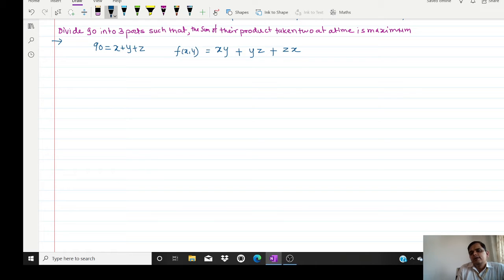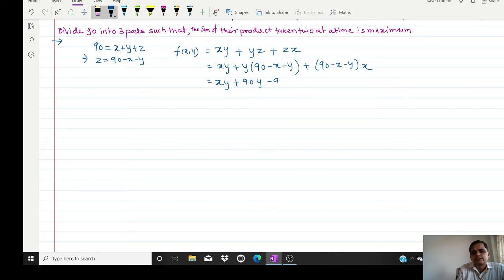But just look at here, the z is involved. So from this one can write z is equal to 90 minus x minus y. So substitute 90 minus x minus y in place of z. So we get xy plus y into bracket 90 minus x minus y plus 90 minus x minus y into x. So this is xy plus 90y minus y into x. It is xy minus y square plus 90x minus x square minus x.